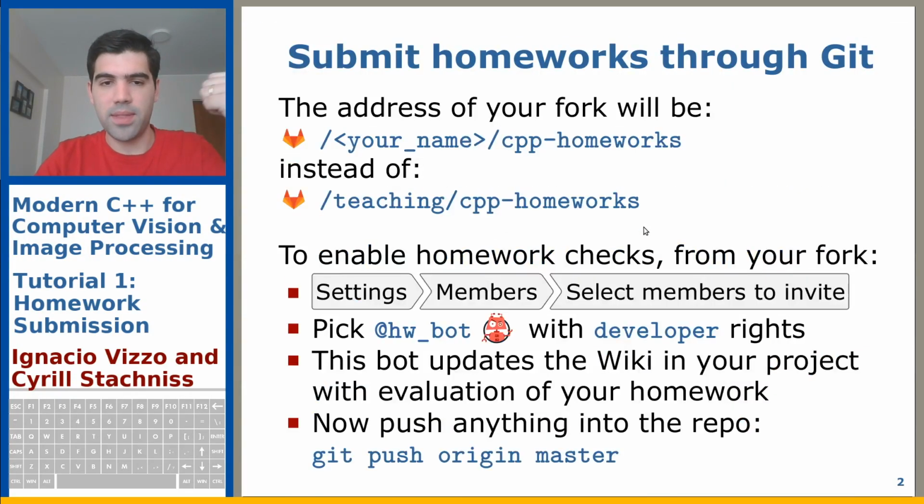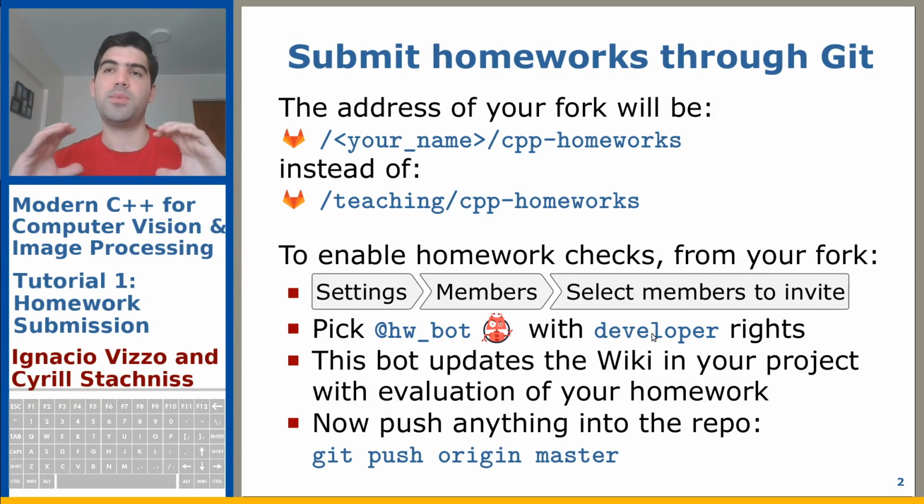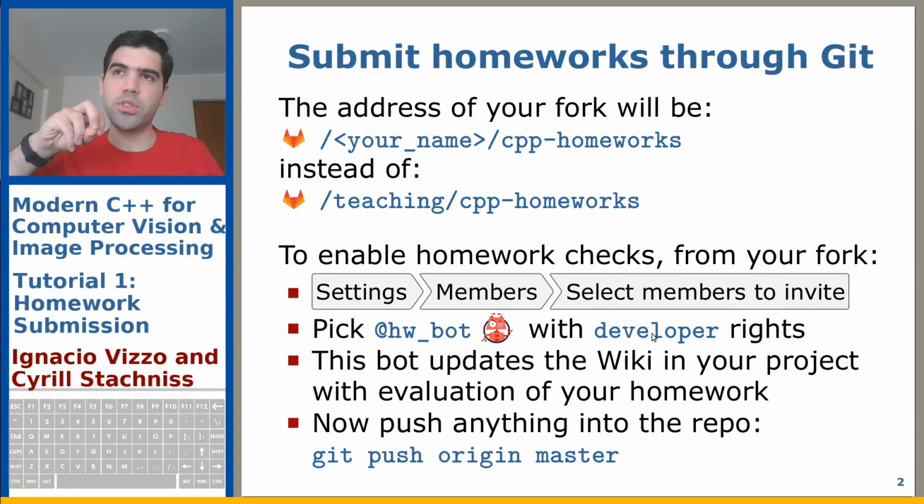So once you have done that, here's basically what we say. The last step you need to do, in order to enable this homework checker, is to go to settings, members, select members to invite, and then pick the homework bot and give it access with developer rights. This is because this bot will access your repository, check the homework for you, and update a wiki showing the results. So let's do this.